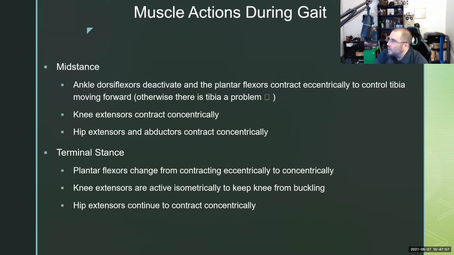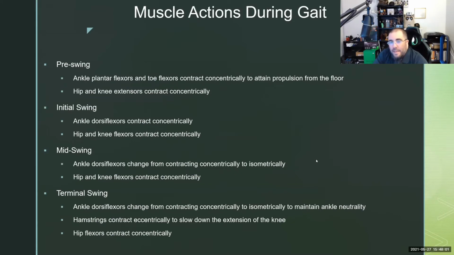I know this looks hard, but when you draw it out, it's not as bad. And then we go into the swing phase for that leg. Pre-swing, the plantar flexors pull the toes up to get the toes up and off the floor so that we can swing through. The hip and the knee extensors contract concentrically to pull the leg back. And then we start going through initial swing.